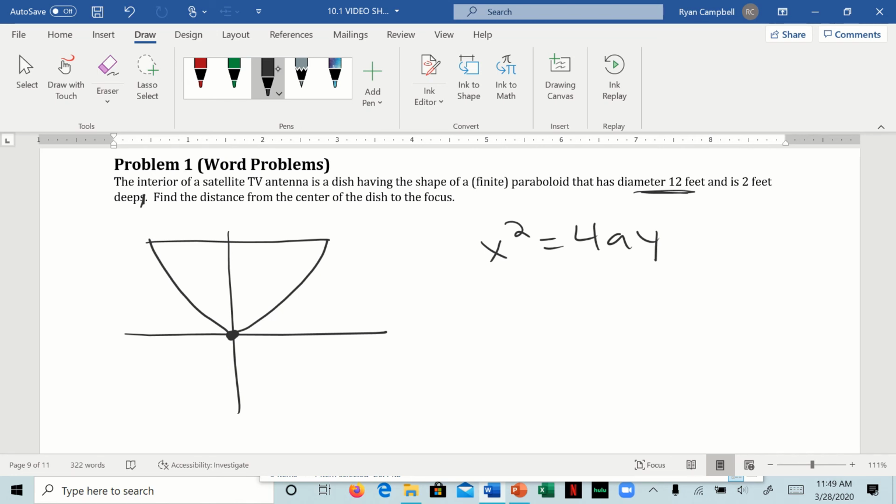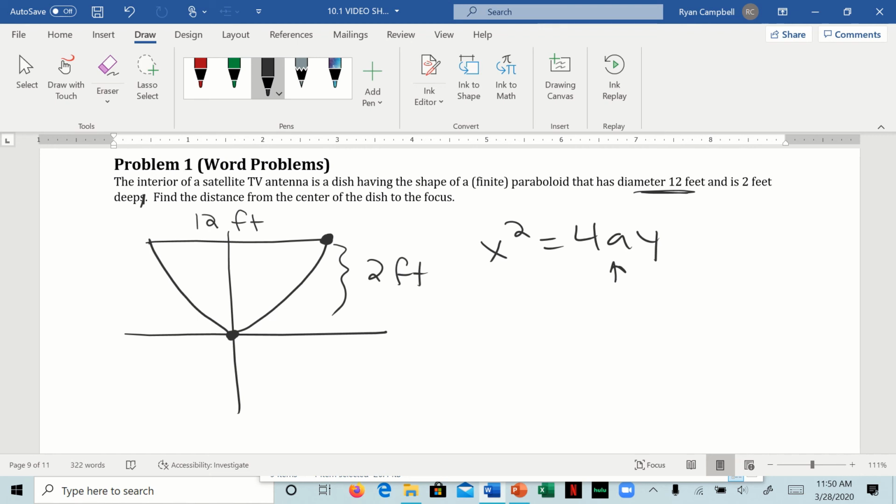So we know that the diameter of the dish is 12 feet, and we know the depth of the dish is 2 feet. So all we need to know is what a is, right? That's how we can figure out what the focus is. Well, what's one point on this graph? So for instance, what would this point on the graph be? Some of y'all might say it's 12, 2, but that would be incorrect, right?